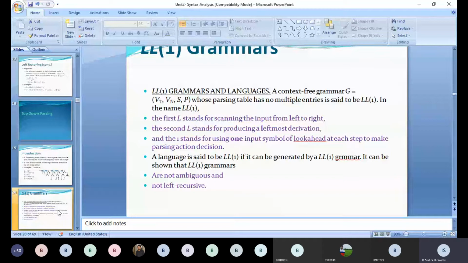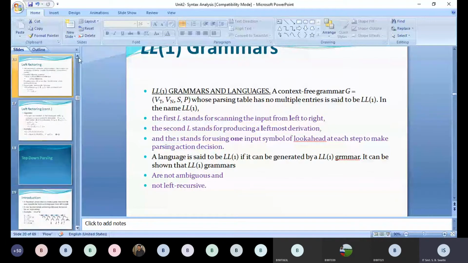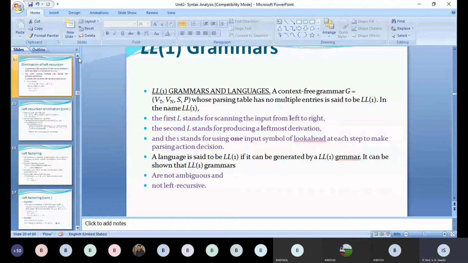A goes to A alpha, we have seen. How did we eliminate that? What is the formula for that? A goes to A alpha or beta is there. How do we eliminate? A dash equal to alpha A dash or epsilon. A dash equal to alpha A dash or epsilon.